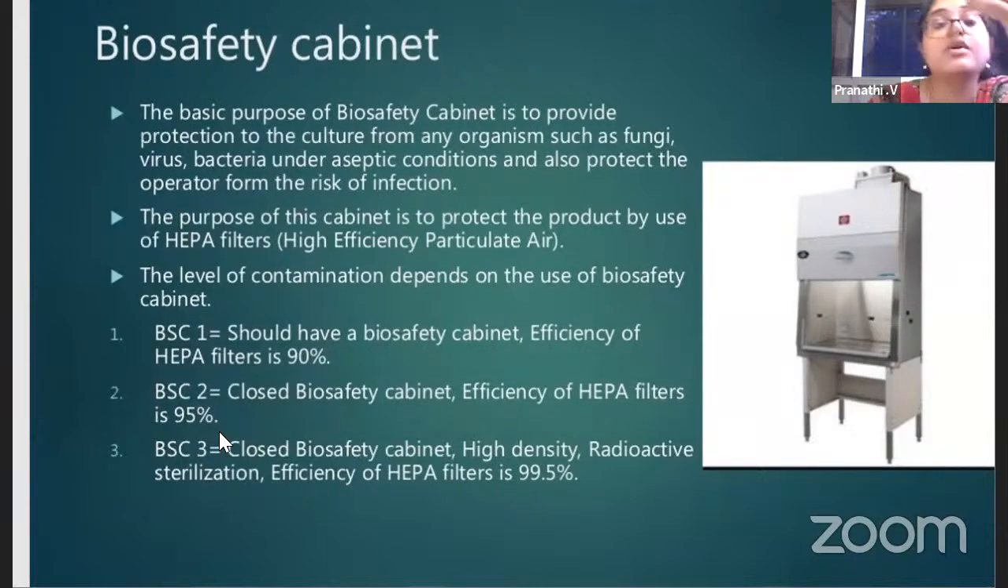This is going to help you whenever you are going to work with dangerous or infective microorganisms. For efficiency, they have a high efficiency particulate air filter, so HEPA filters are present. Then you have BSC2, that is a closed safety cabinet along with HEPA filters, which is around 95%. BSC3 is a closed safety cabinet with high density, for radioactive work, and sterilizers with efficiency of 99.5%.